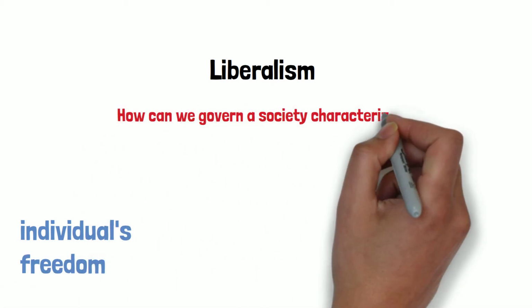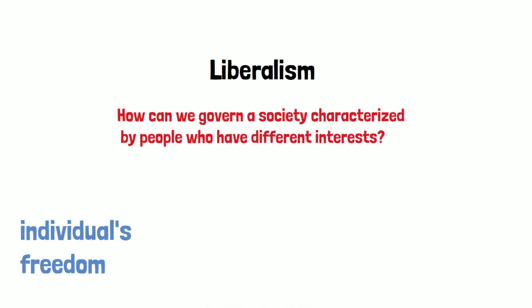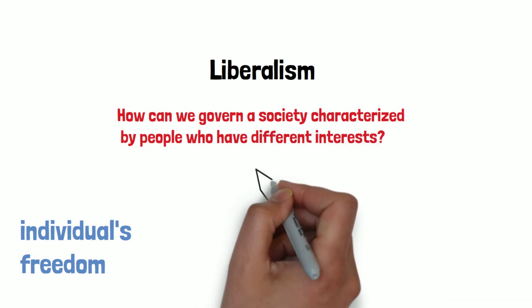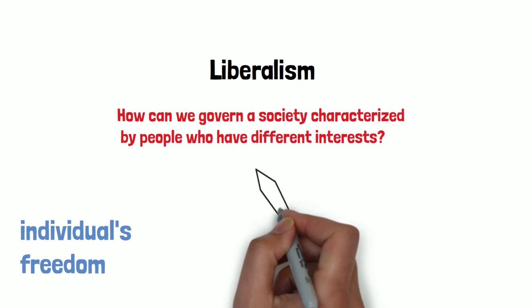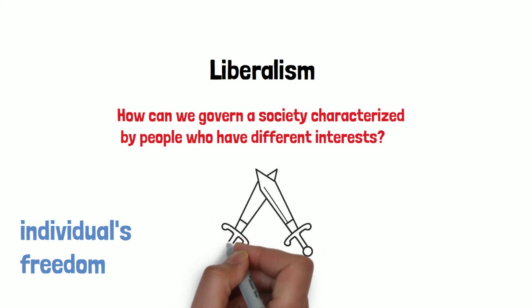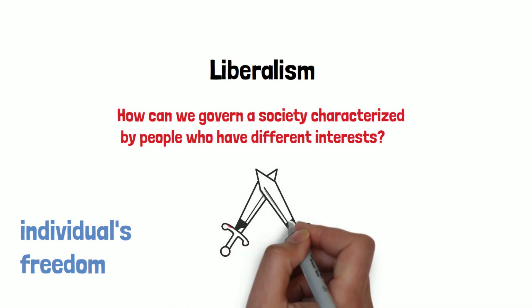So how can we govern a society characterized by people who have different interests? Those different interests can be potentially conflicting. Therefore, it is necessary to analyze which is the legitimate instance for the administration of this conflict, and what is the limit of the authority.